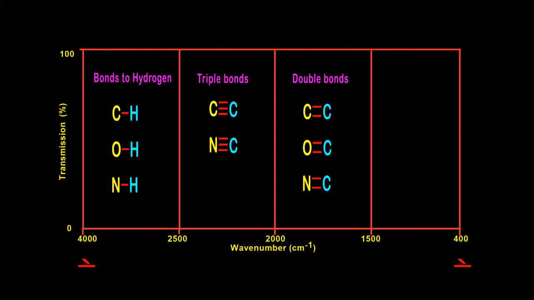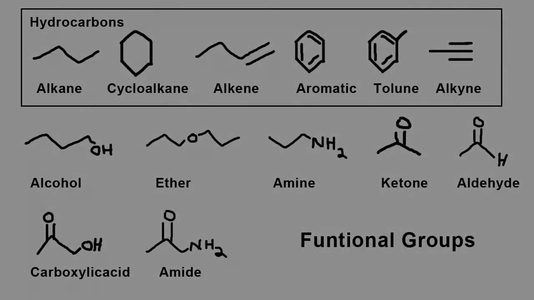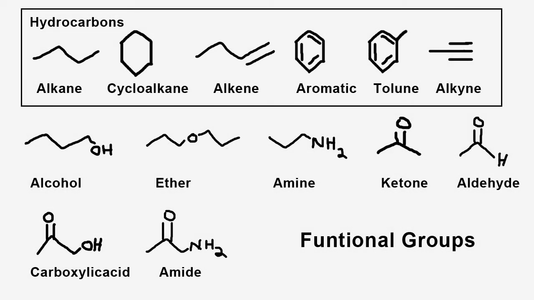The wave numbers from 1500 to 400 are called the fingerprint region. It indicates single bonds of carbon to carbon, nitrogen to carbon, oxygen to carbon, and halogens to carbon. People may ignore this region because NMR results can provide this information. Let us look at the various functional groups present in molecules from the IR spectrum.